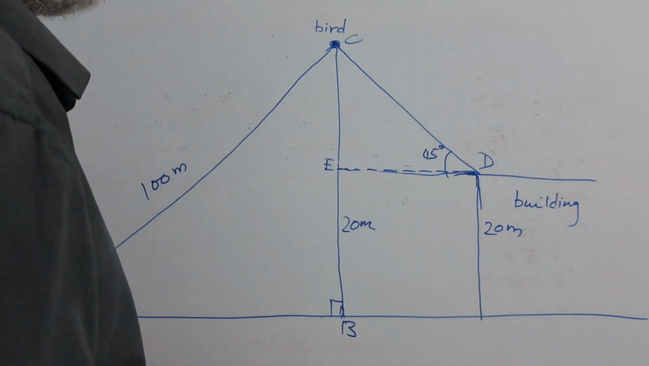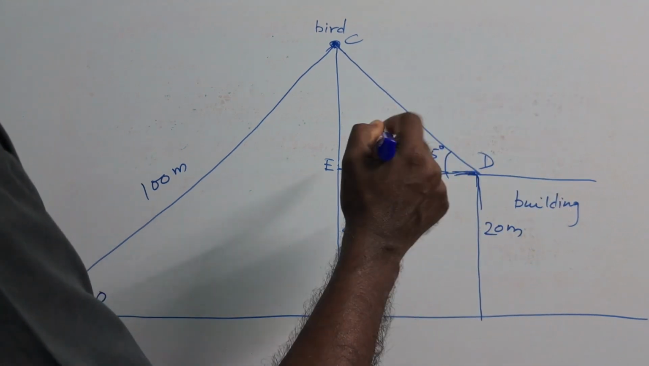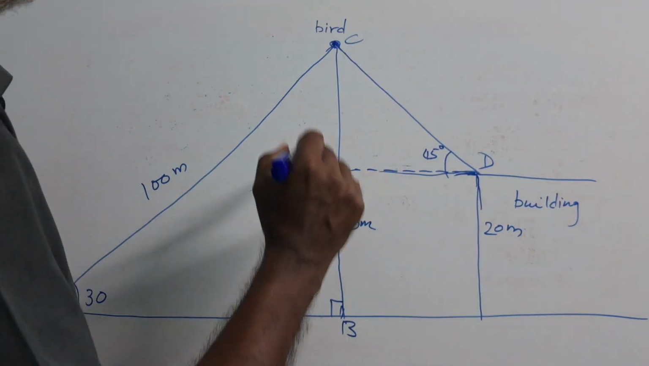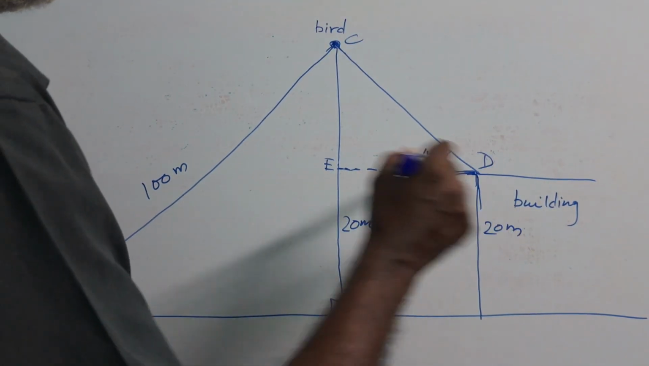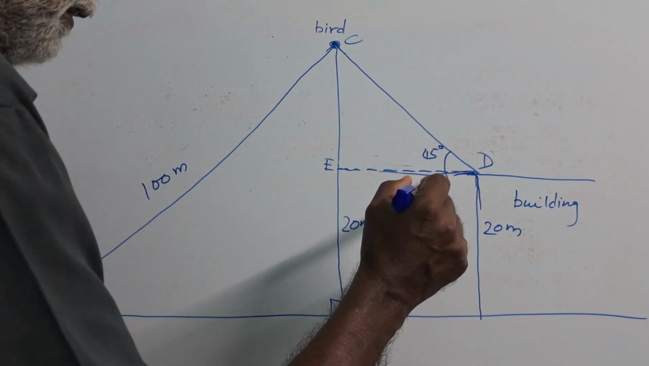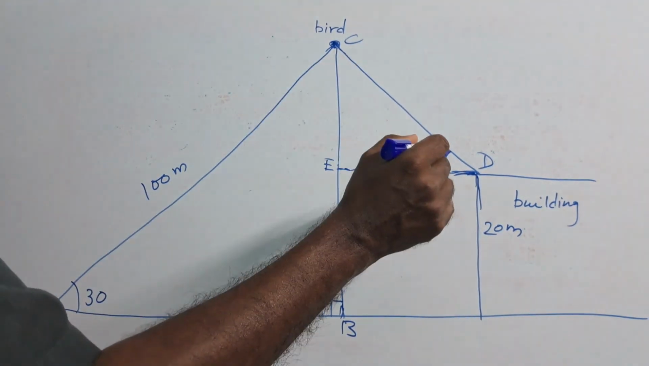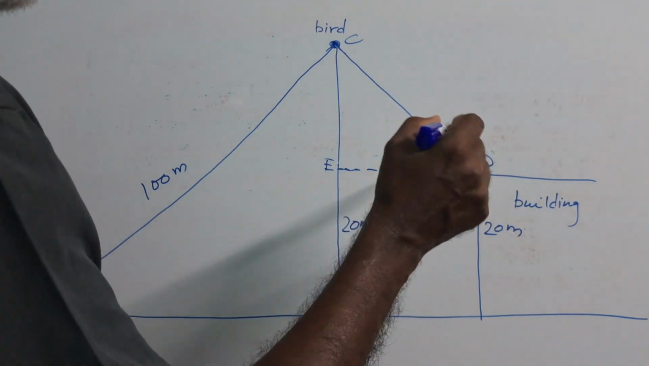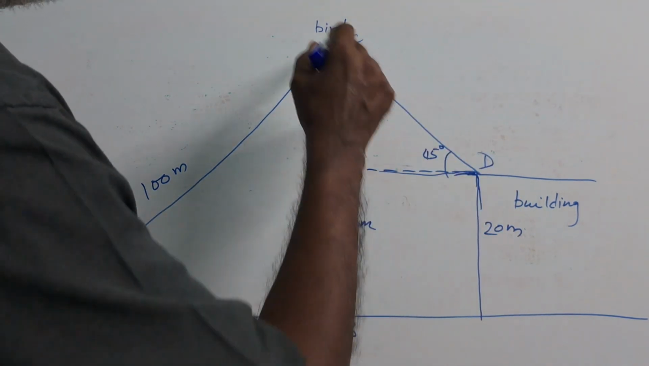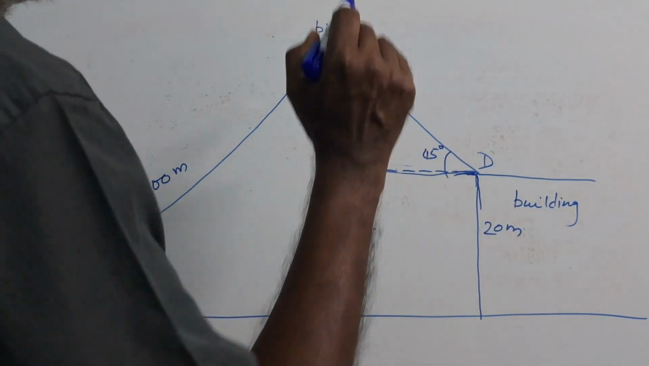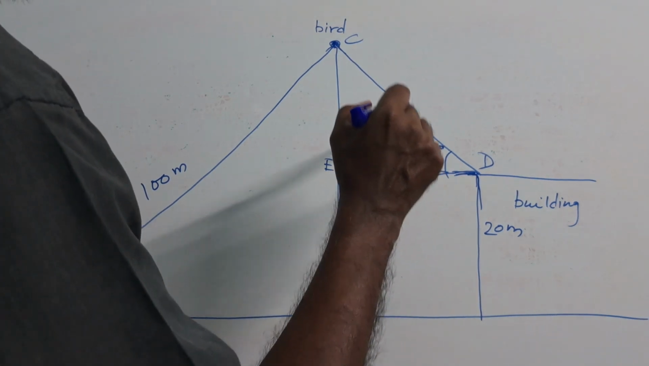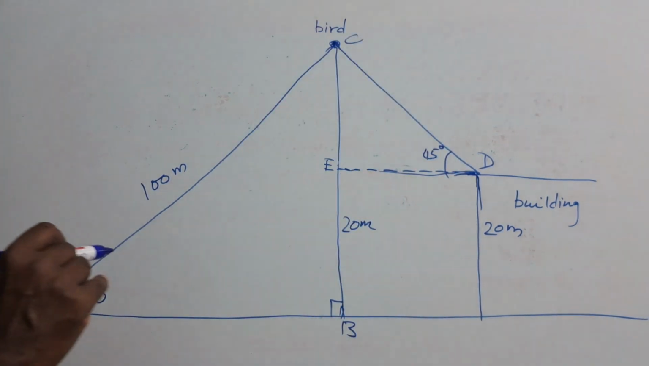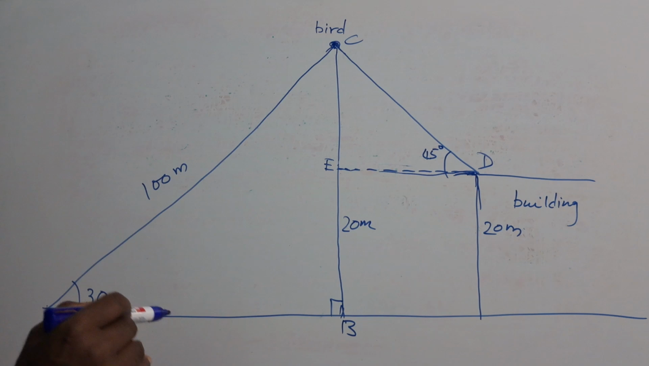Now we need to find CE and DE. By CE and DE, you can find CD, which is the distance from the bird to the girl, which is the question we need to answer.